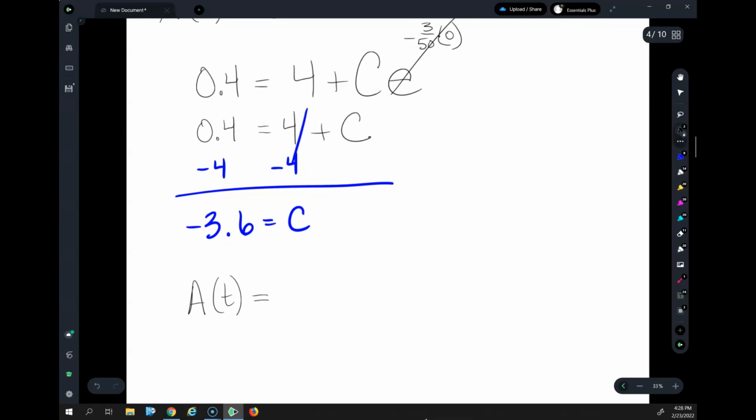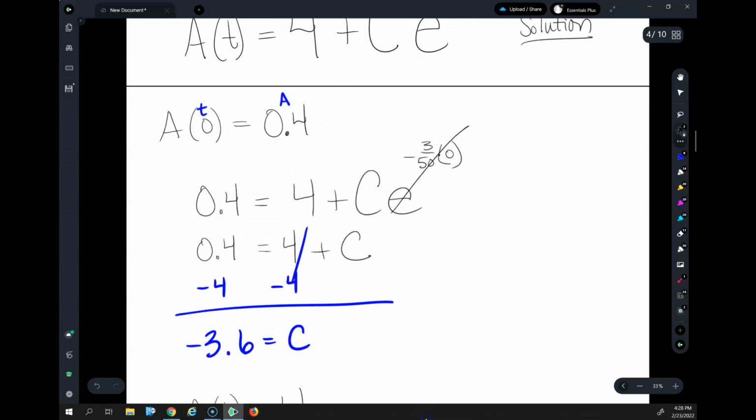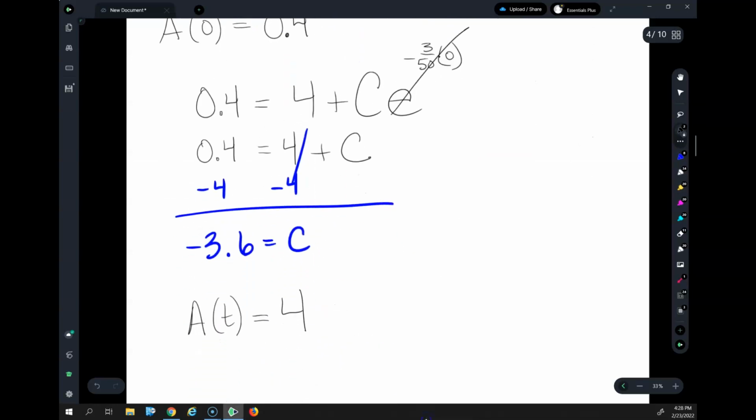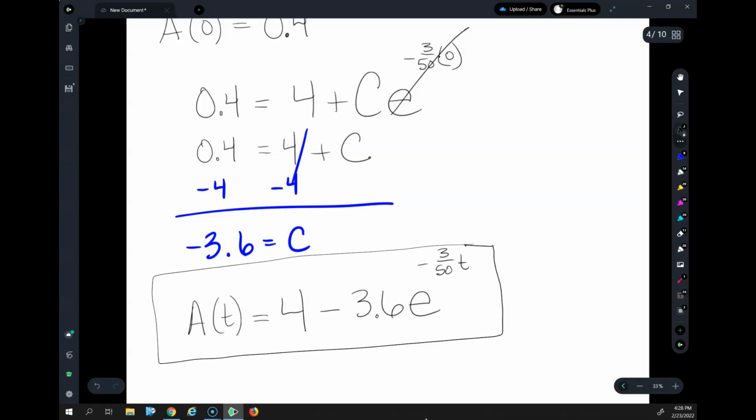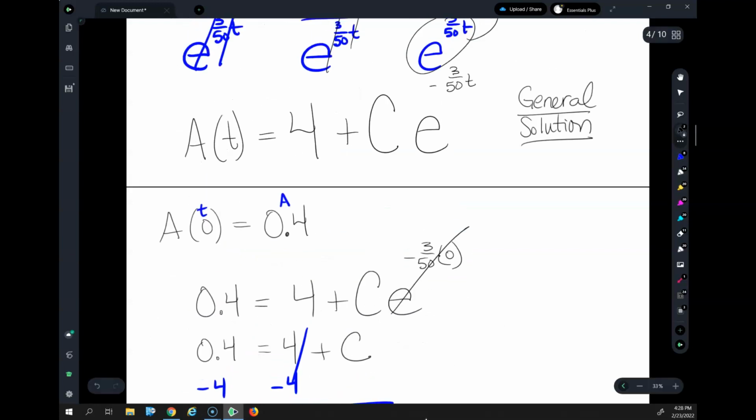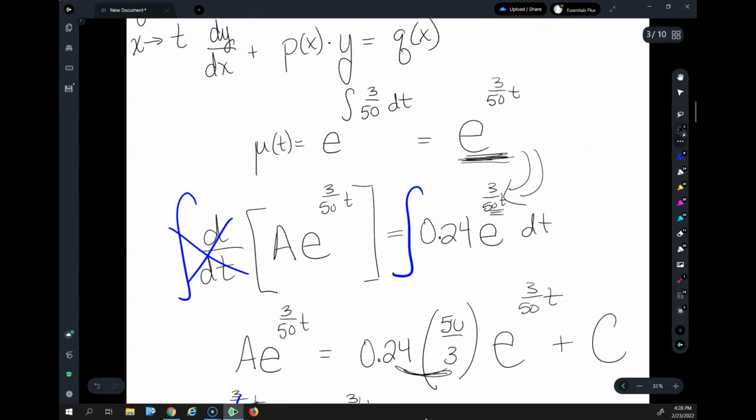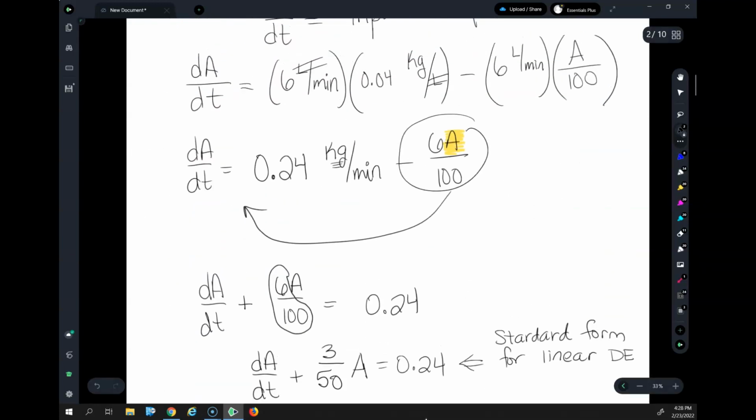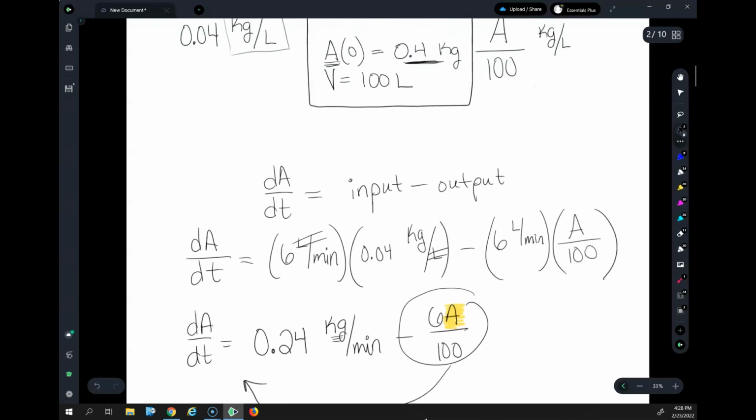Our particular solution is 4 plus c, but the c came out negative, so I'm going to say minus 3.6 e to the negative 3/50ths t. This is the function that will tell us how much salt is in that tank at any particular time. And we're able to figure this out by just knowing that the change in the amount of salt over time is just going to be your input minus your output.